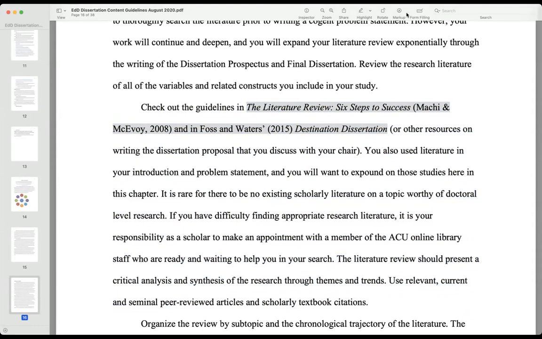The Destination Dissertation was actually first recommended to me when I was a doctoral student, and what became the current book was being presented in various guises.